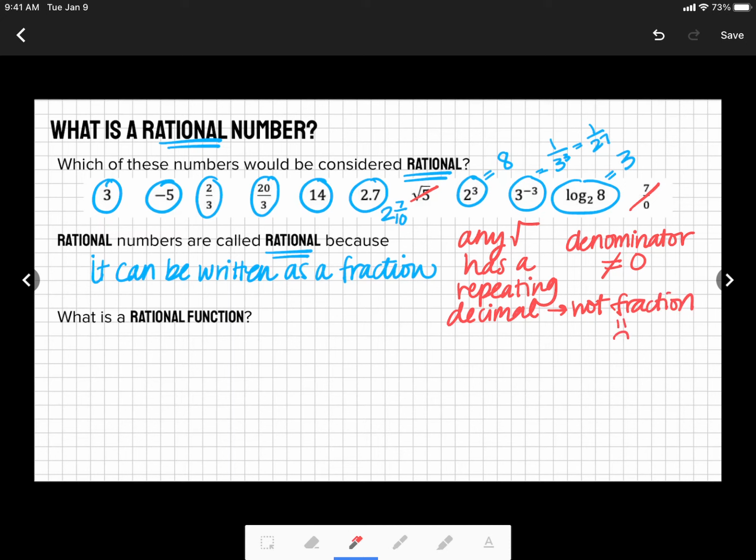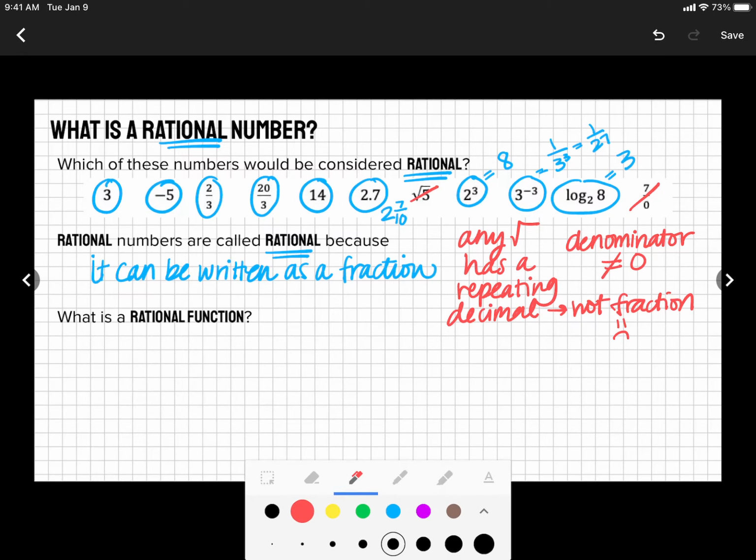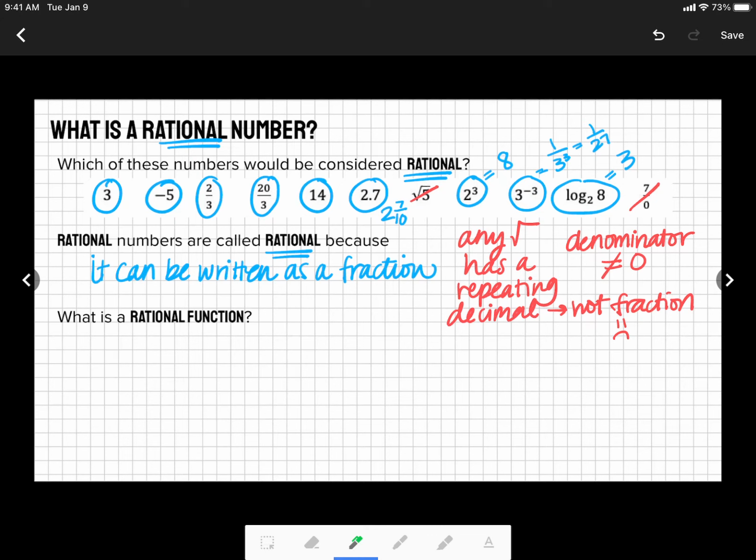No fraction represents that. So if we're thinking about rational numbers, we can't have square roots. Square roots, by definition, are irrational. We can't have denominators equal to 0, but otherwise it is a fraction. So let's extend that definition to a rational function.